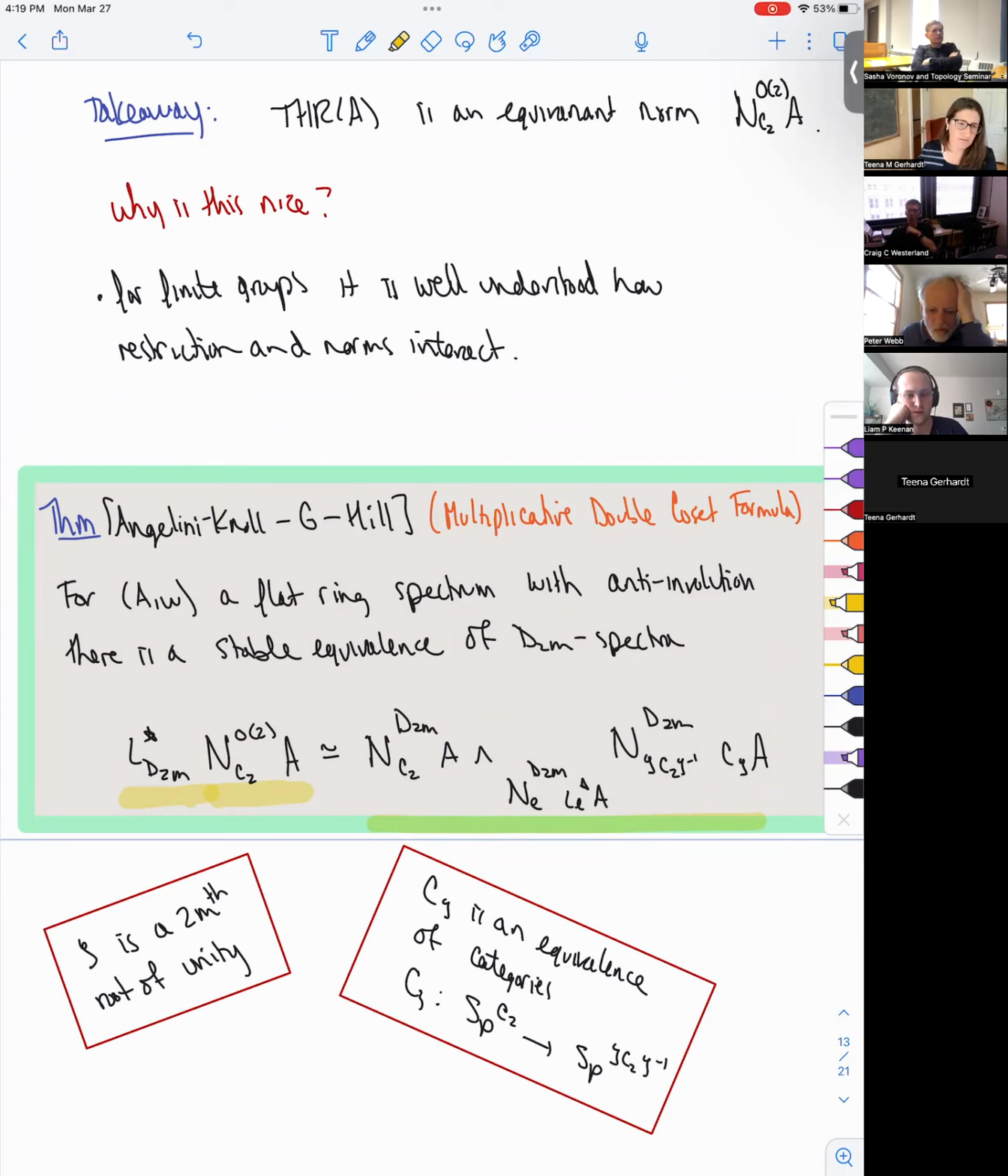There's some notation. Zeta is a root of unity. The C zeta is an equivalence of categories you have to use to make things precise. I don't want to dwell on that, but what you should think of is that we can use this norm characterization. It gives a really nice description of how to view THR as a spectrum for these subgroups.